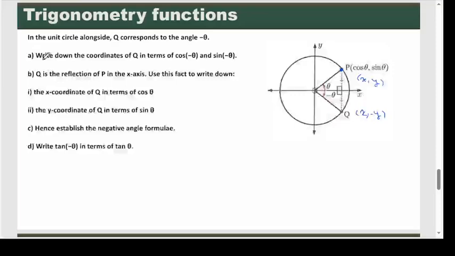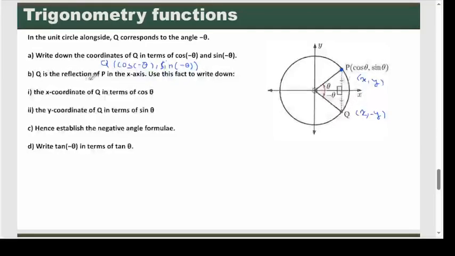So here, first it says write down the coordinate of Q, which is so easy. I write the first term as cosine of negative theta and the second as sine of negative theta. Which is here: cosine of negative theta and sine of negative theta.